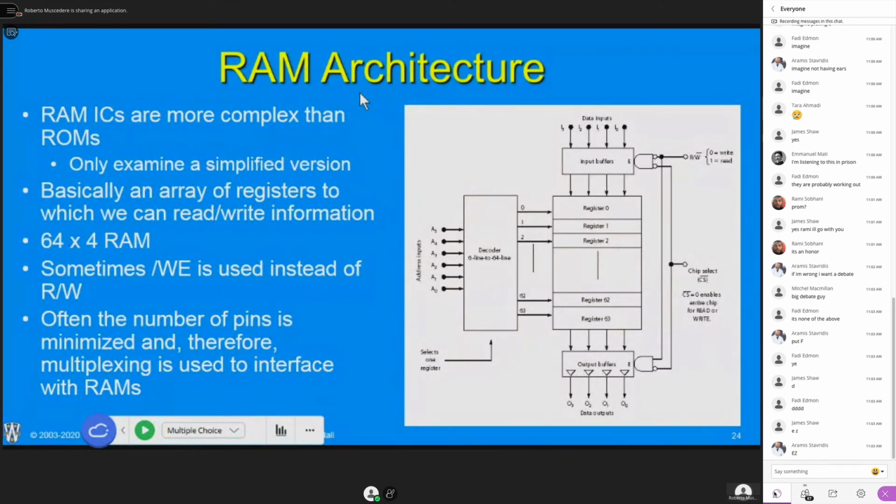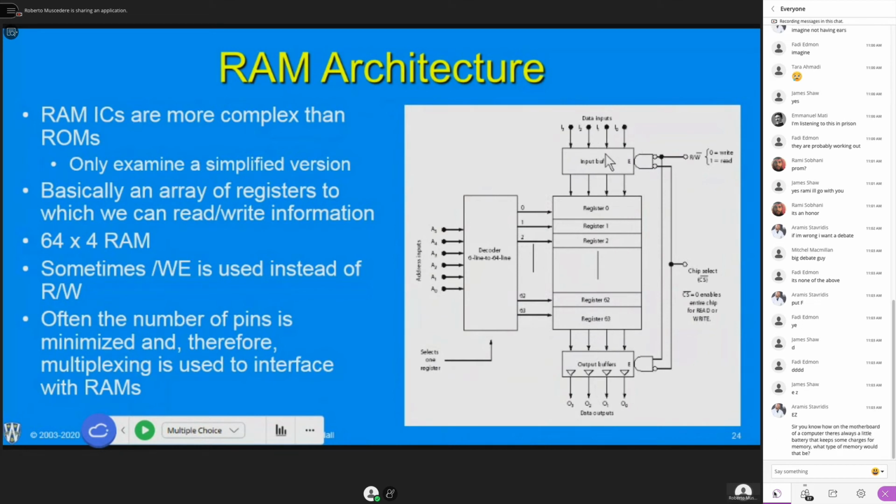So this diagram isn't much different than what I showed you with the ROM. Here, we're showing you a very large decoder to get to all 16. This is a 16 by 4 memory. So again, we put in our address. One of these lines is asserted, and that tells one of these registers to either output or take information from our input.